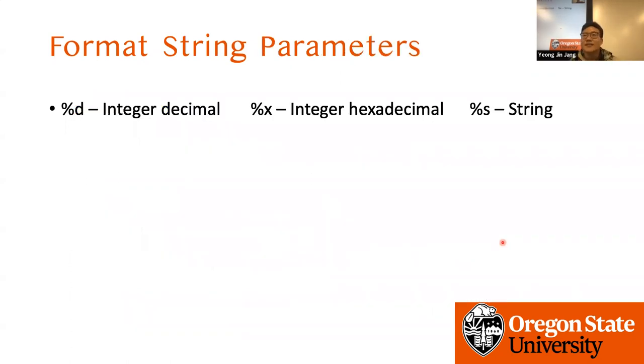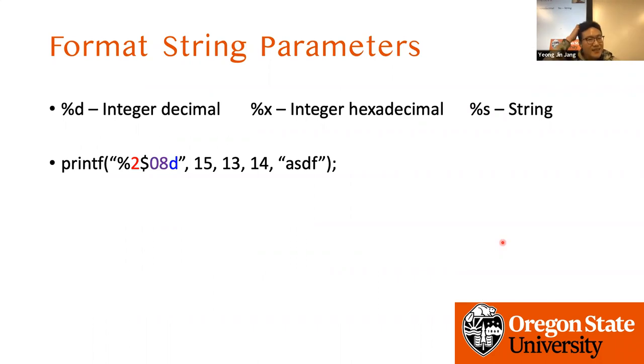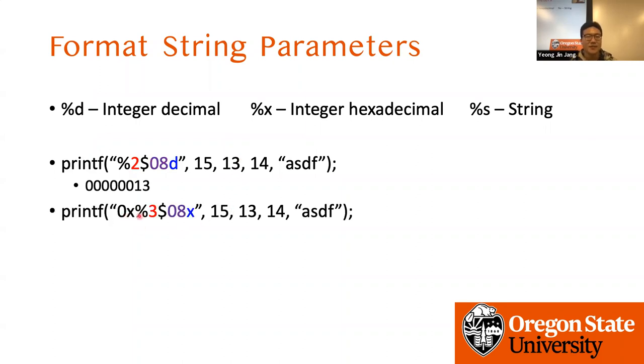So let's go for some examples. What will this print? Take the second argument, 13, and regard that as a decimal number, eight length, fill with zero. Eight blanks, and then 13 as a decimal number, and then the second argument. Then 0x is just printing 0x, and %3$08x: the third argument is 14, a hexadecimal number, fill with zero, and align with the length eight. So it's something like this.